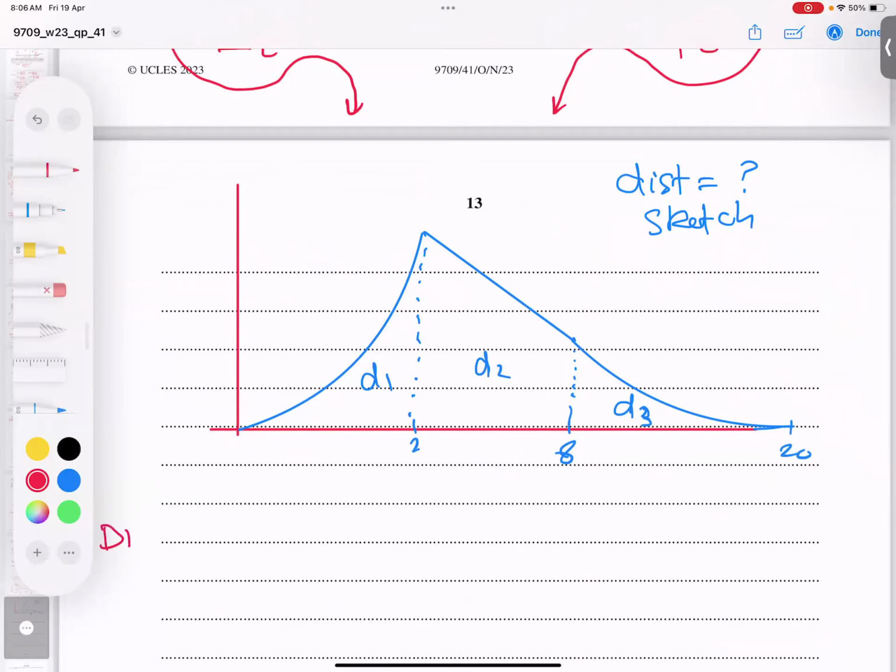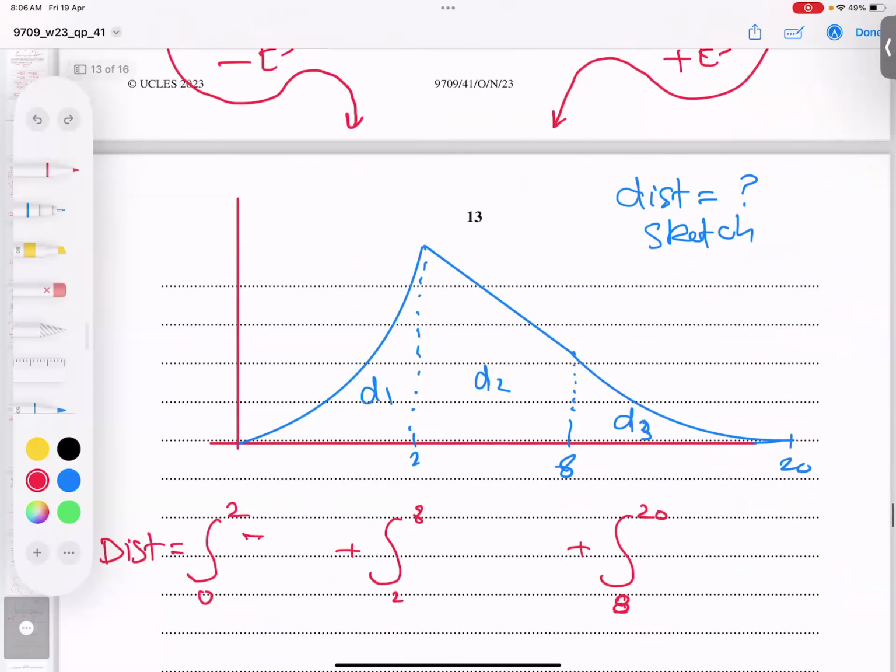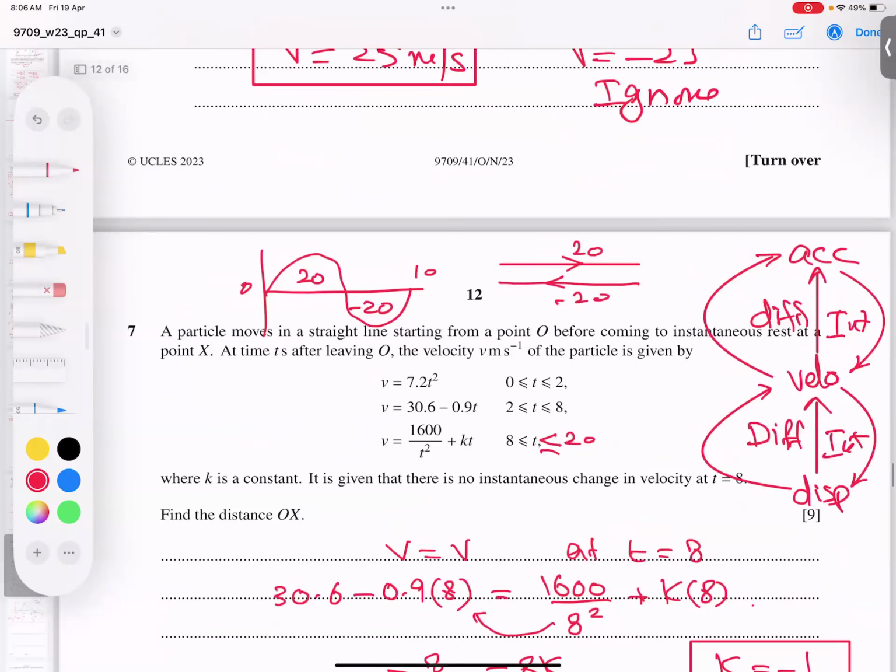I'm finding the total distance traveled. How to find it? First is 0 to 2, plus 2 to 8, plus 8 to 20. So we have 3 equations. First equation is 7.2 t square dt. Second equation is what? Okay, let me write again. I have to come and go again and again. So 1600 over t square and negative 105 t.